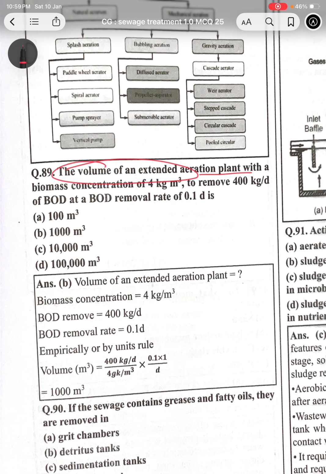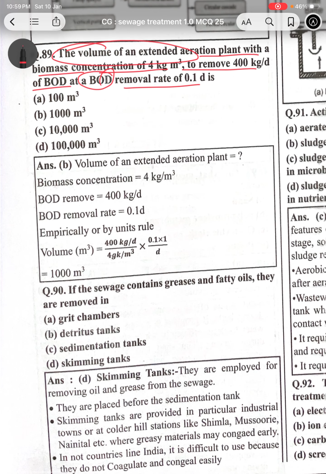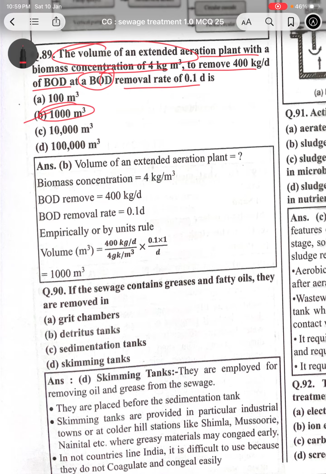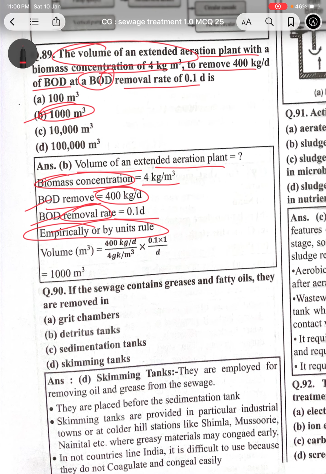Find the volume of an extended aeration plant with a biomass concentration of 4 kg per cubic meter, to remove 400 kg of BOD per day, with a BOD removal rate of 0.1 per day. The volume of the extended aeration plant is 1100 cubic meters. The biomass concentration is 4 kg per cubic meter, BOD removal is 400 kg per day, and the BOD removal rate is 0.1 per day. Empirically, by unit rules, the volume is 400 divided by 4 times 0.1, which is 1 divided by D.